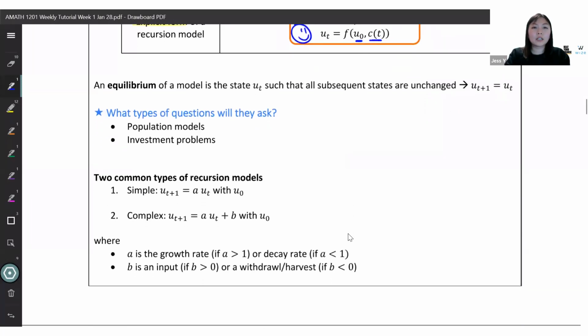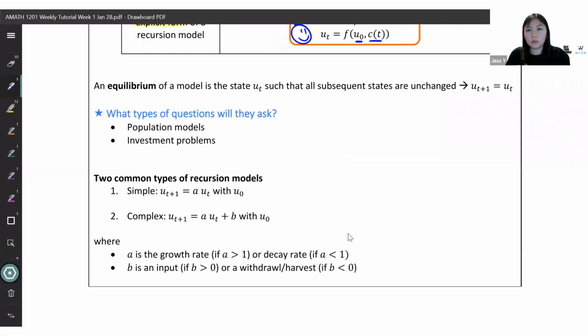The types of questions they're going to ask you with recursion model, you guys have probably seen on the quiz already. There's population models and investment problems, because both of these grow really quickly and/or decay very quickly. So they usually like to use recursion models for these. There's 2 common types of recursion models. There's the simple one. Yay, simple ones are super nice. And then there's the complex one.